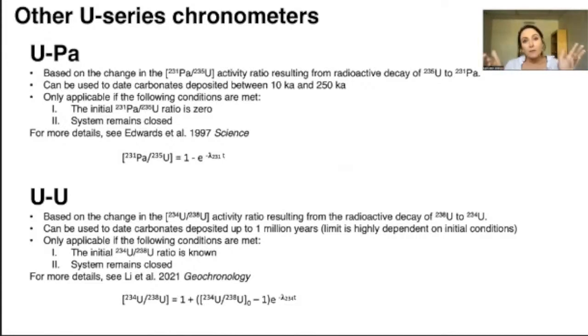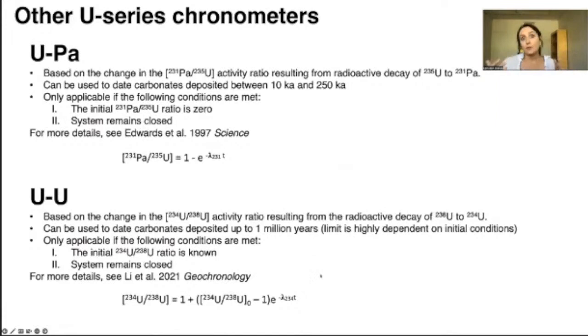Then we have uranium-uranium dating. This is based off of the disequilibrium of 234 and 238, which we talked about before. You could theoretically use this disequilibrium ratio as a way to date your speleothems, again solving just for T. And again, theoretically, this can be used to date speleothems up to 1 million years.